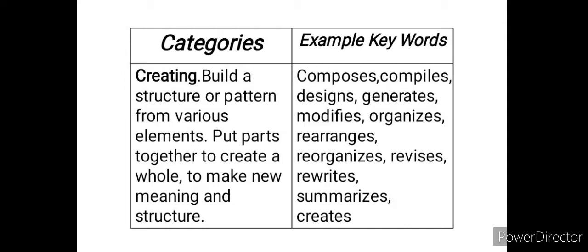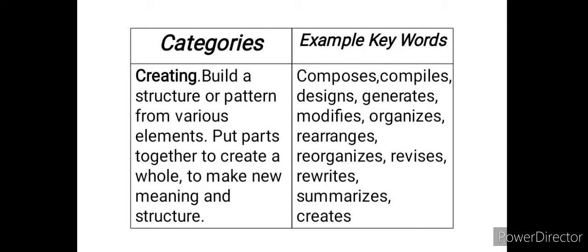The last category is creating. Build a structure or pattern from various elements, put parts together to create a whole to make new meaning and structure. The example of this is the students can compile different local recipes that use chicken as the main ingredient. The appropriate learning outcome verbs for this level include composes, compiles, designs, generates, modifies, organizes, rearranges, reorganizes, revises, rewrites, summarizes, and creates.